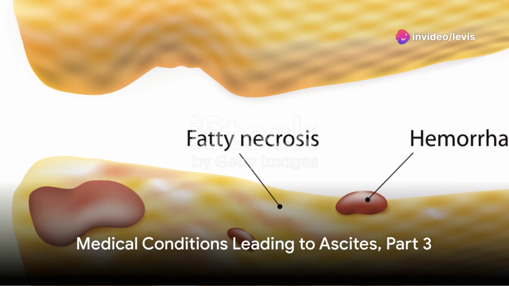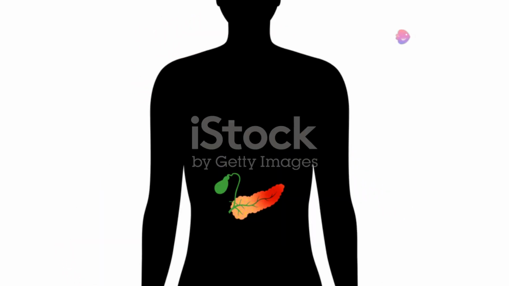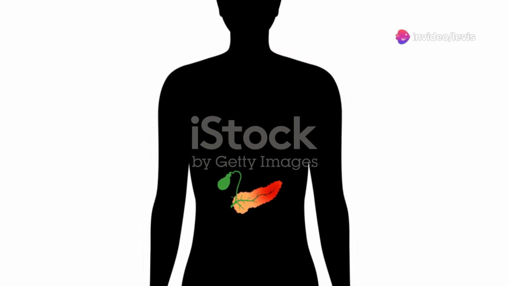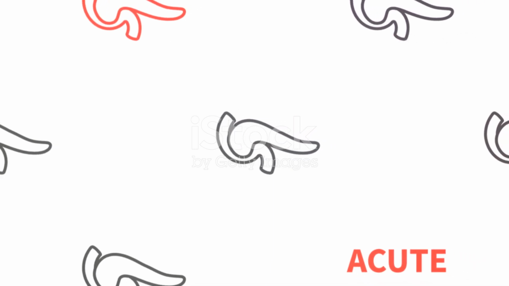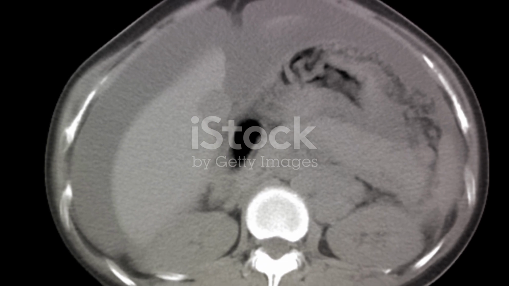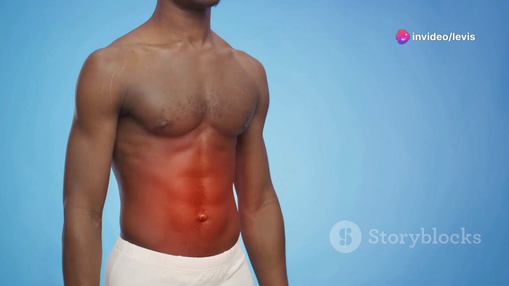We've covered some major conditions that can lead to ascites, but there are still others. Infections, for instance, like tuberculosis or peritonitis, can trigger inflammation and fluid accumulation in the abdomen, leading to ascites. Similarly, pancreatitis, an inflammation of the pancreas, can sometimes result in ascites, particularly in severe cases where there's significant abdominal inflammation and fluid leakage. Malnutrition also plays a role.